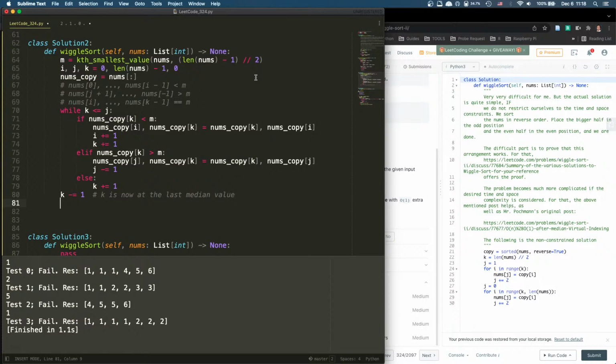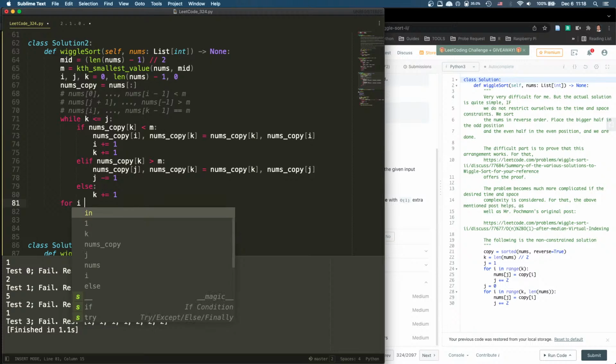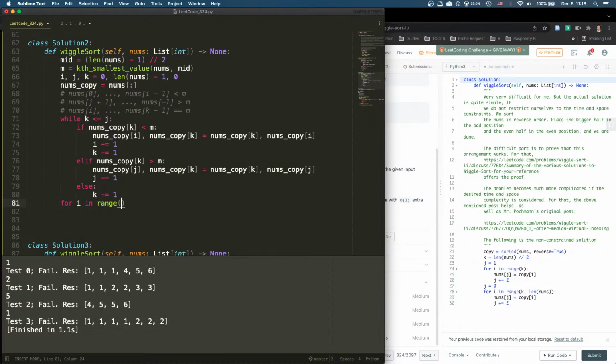Okay. So let's also do mid. We do need mid. So this is our mid, and this is gonna be mid. We don't need to use k anymore. We just go mid, from start to mid, and from mid to the end. Right. So we're gonna say for I in range. So we're gonna go from mid. That's point to the mid value.